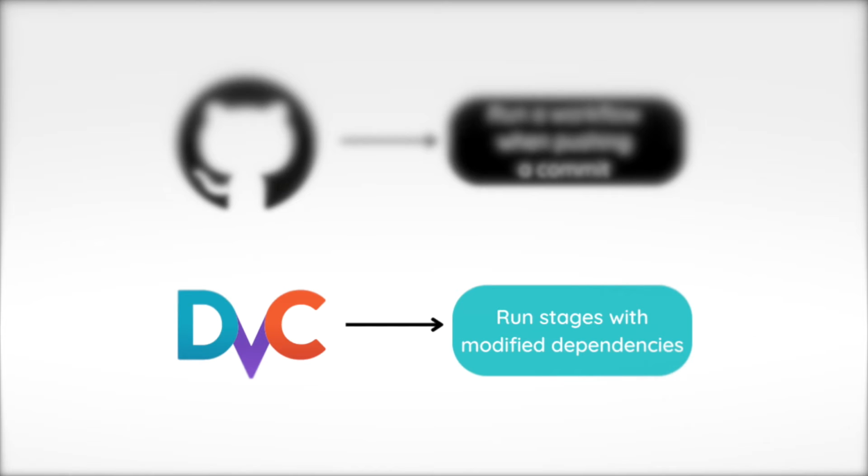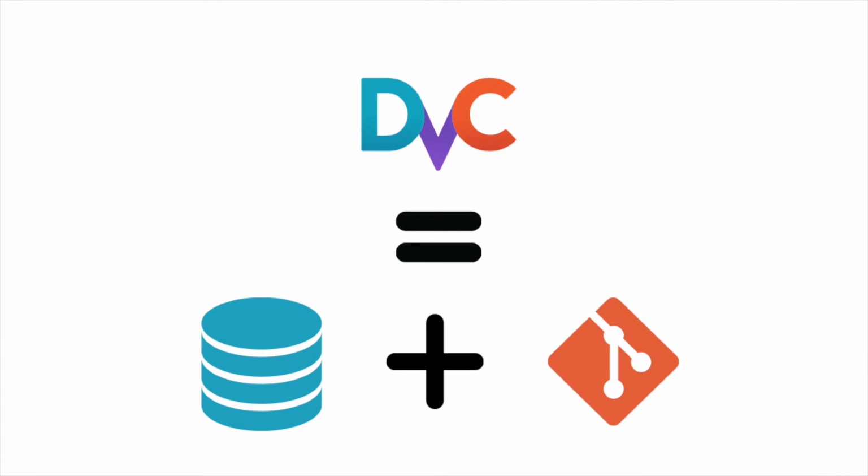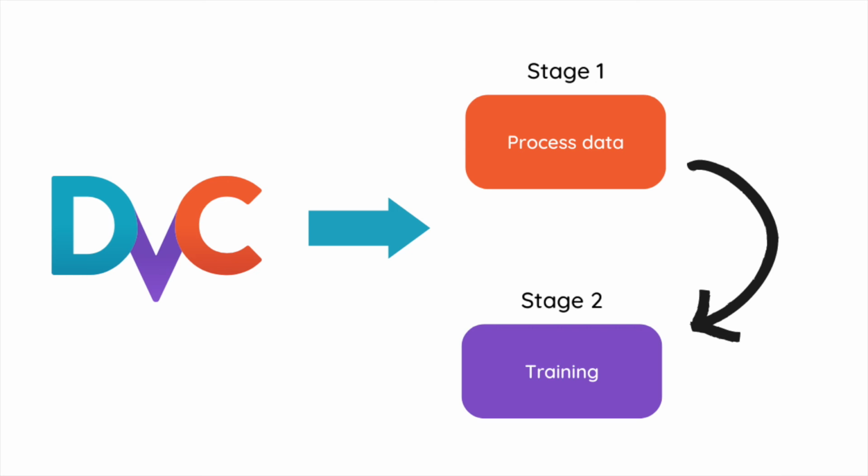First, let's learn how to run modified stages with DVC pipelines. For those who are not aware of DVC, it is a system for data version control. It is like Git, but it is used for data. DVC pipelines allow you to specify the individual data processes, which are called stages.